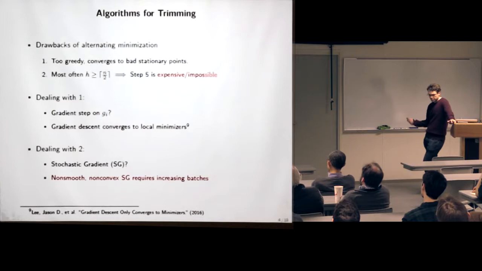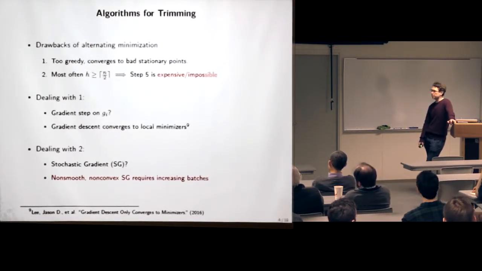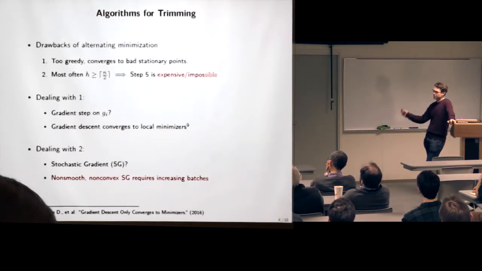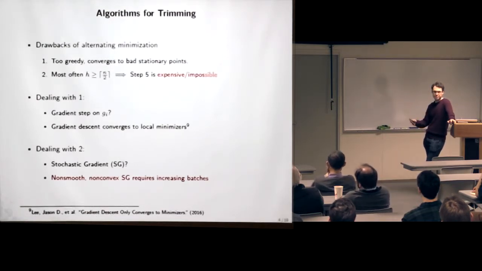But there are a couple of problems with this that motivated Sasha and me to look further and try to develop better algorithms for fitting trimmed models. The first is that it's a little too greedy. In practice, when you try to fit a non-smooth, non-convex problem with alternating minimization, your solutions converge to bad stationary points pretty quickly. And by bad, I mean high objective value. They're stationary, but the objective is going to be very high.